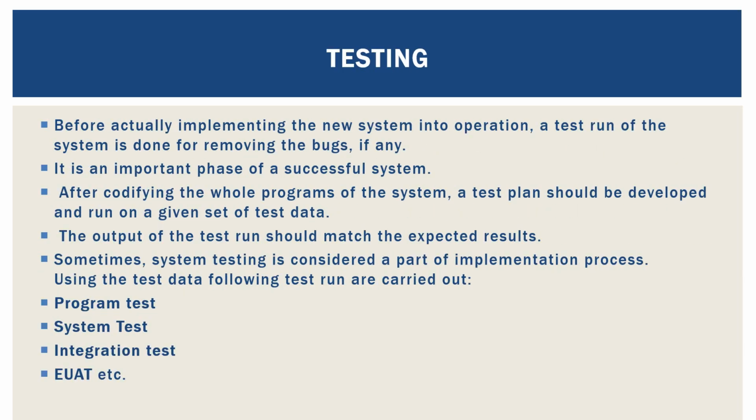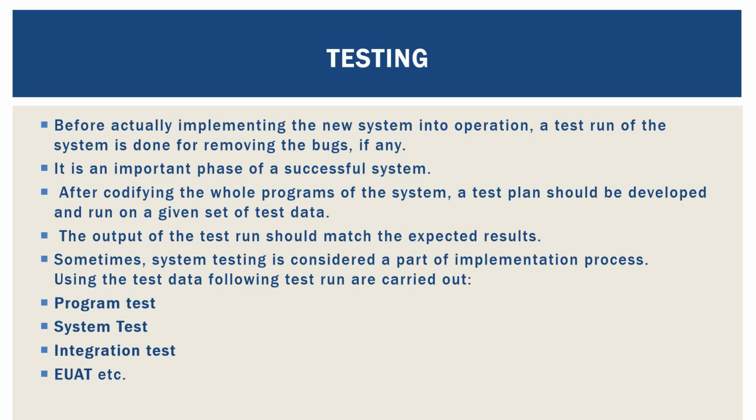Then the next phase is what you call testing. After the codification has been done, the system has been implemented, it's now accepting input, doing the processing and giving out output. We need to run a number of tests on the system. So testing is an important phase of a successful system. Then after codifying the whole program for the system, a test plan should be developed and run on a given set of test data. The output of the test run should match the expected results.